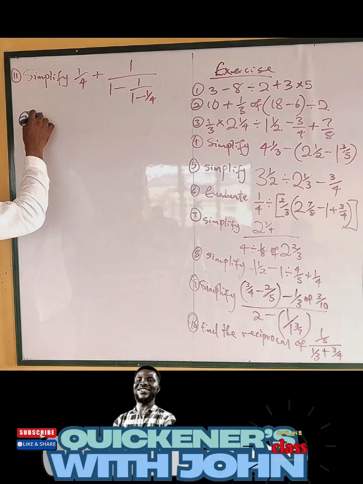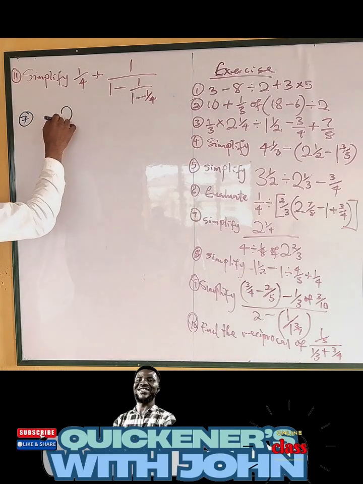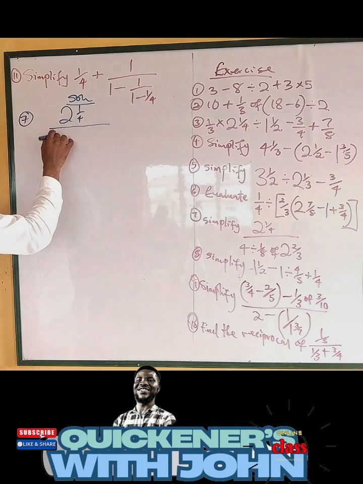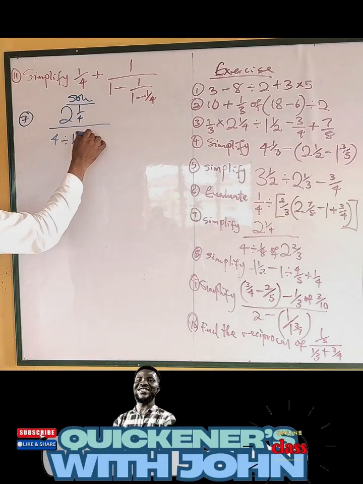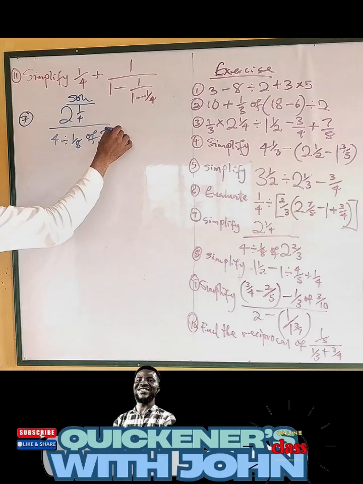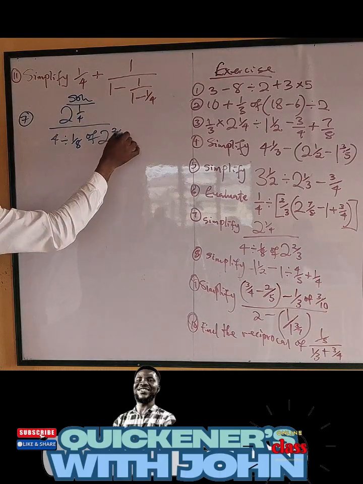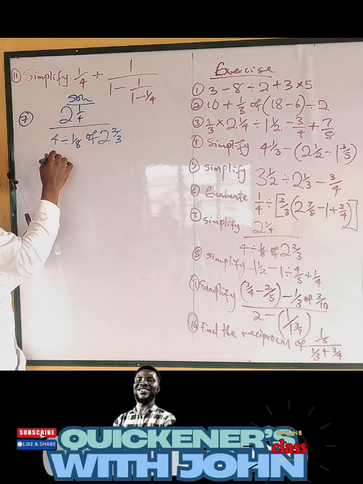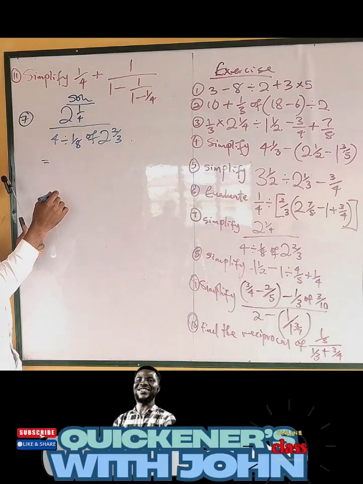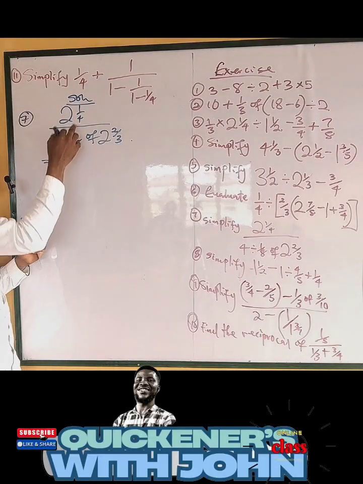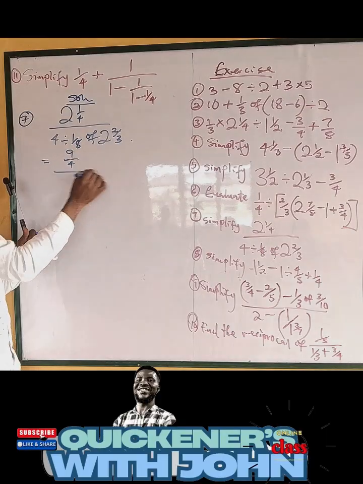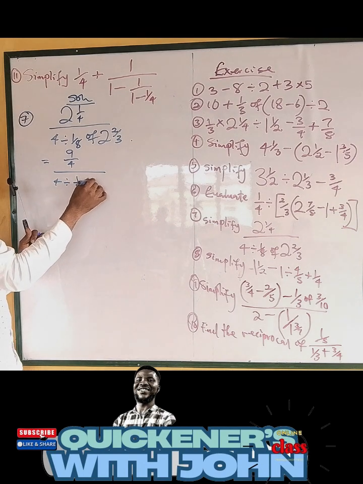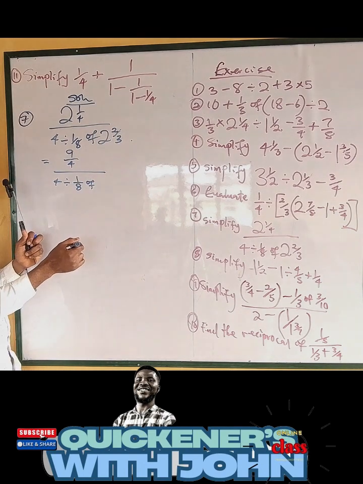Number 7, I'm simplifying. Please, I want to pay attention. Now, when you have this, let's put them in simple terms first. So what we have, 4 times 2. That 4 times 2 is 8 plus 1, 9 over 4, 1 over 4, 1 over 8, or 8 over 3, right?